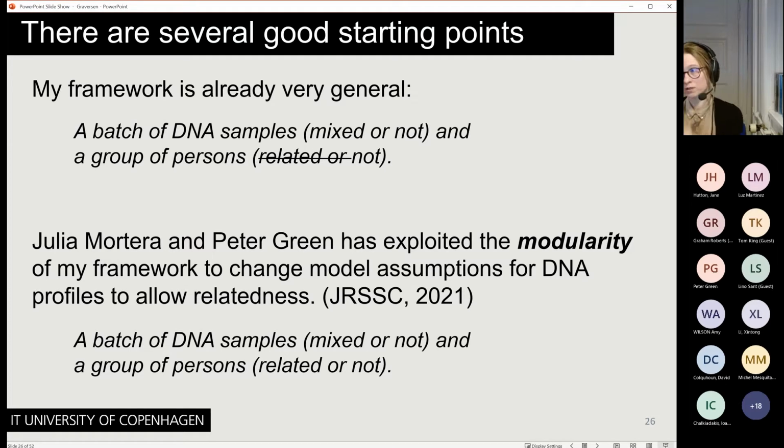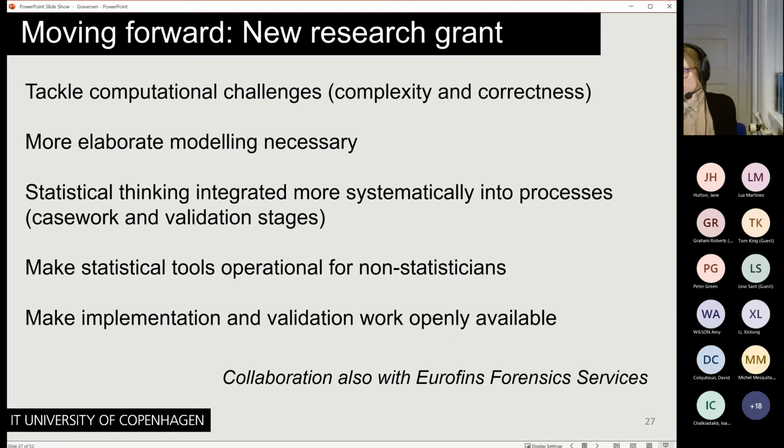So this is a really amazing starting point. Then what is there to do? Well, allowing relatedness generates some extra links, some dependence between people. So there will be some complexity considerations in this, a lot of extra computational challenges.